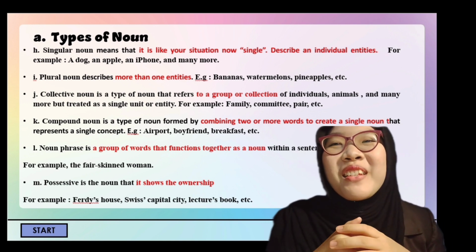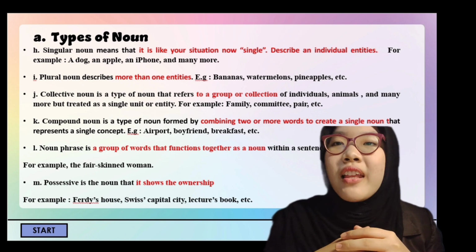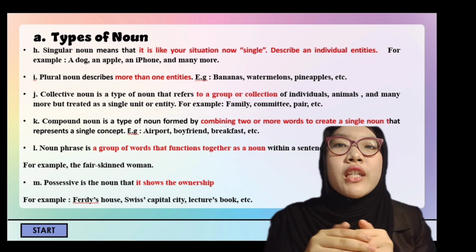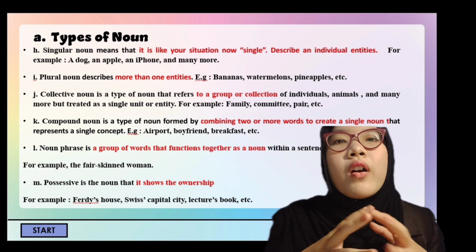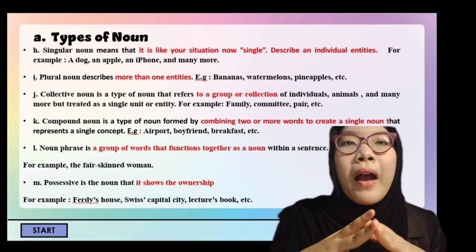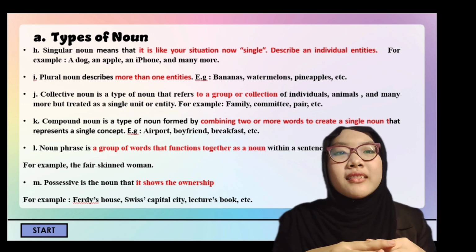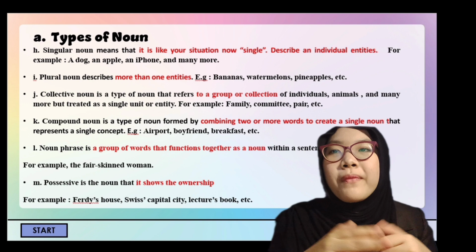And then the next one is the plural noun that describes more than one entity, such as bananas, watermelons, pineapples, apple pies, and etc.